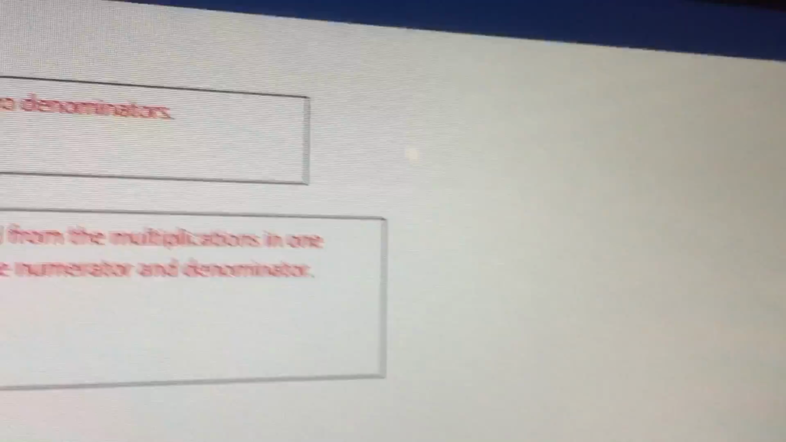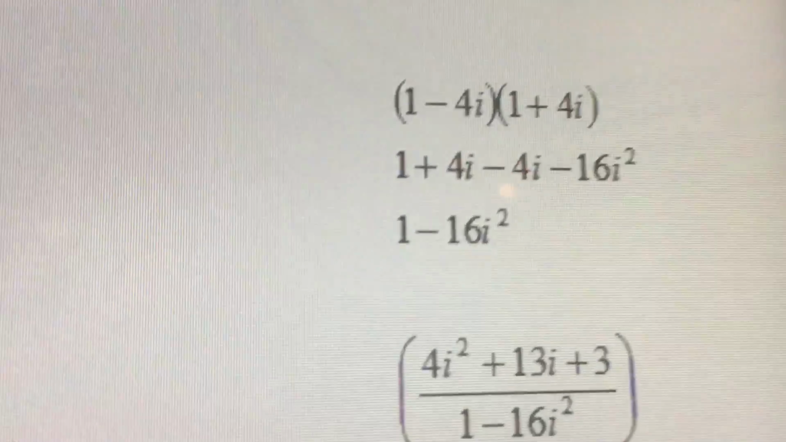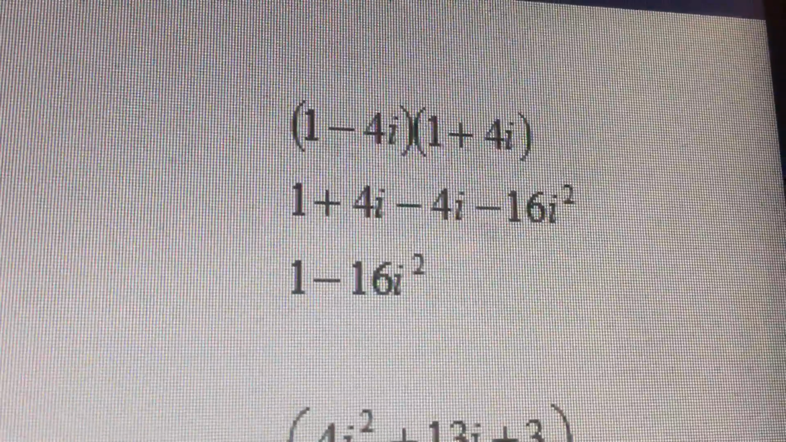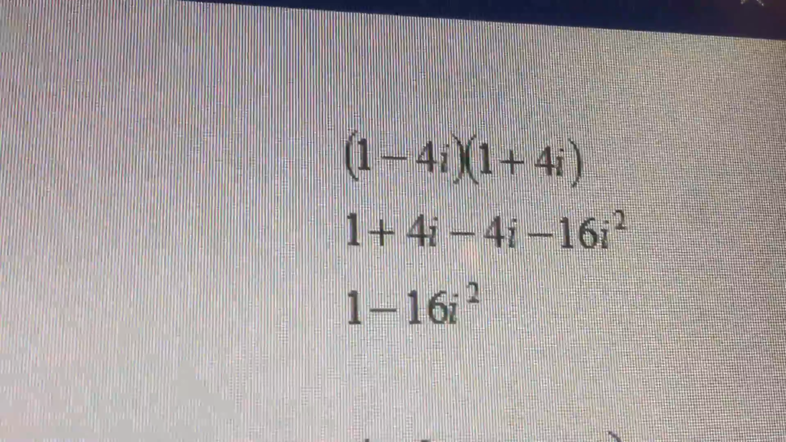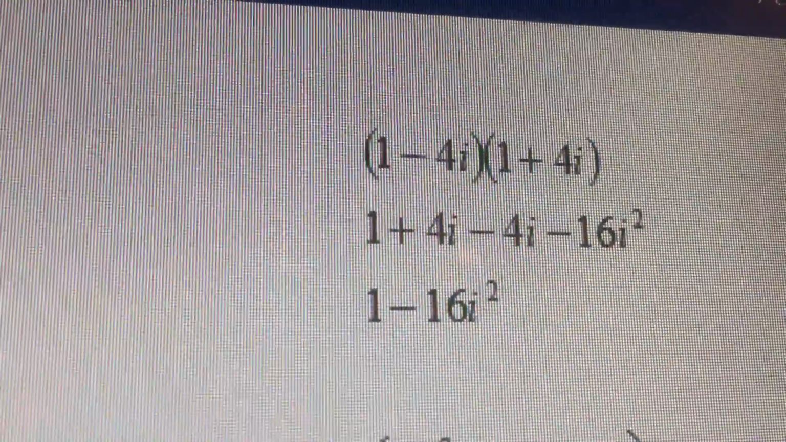And then we have the multiplication of the two denominators, 1 minus 4i times 1 plus 4i, and we get 1 plus 4i minus 4i minus 16i squared, and that equals 1 minus 16i squared because the 4i's cancel out.